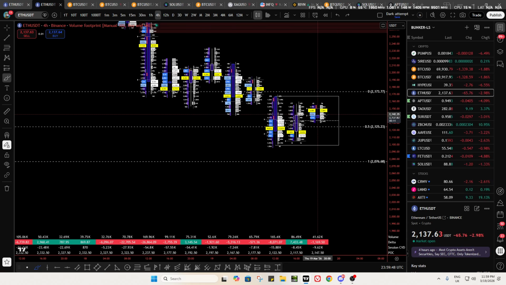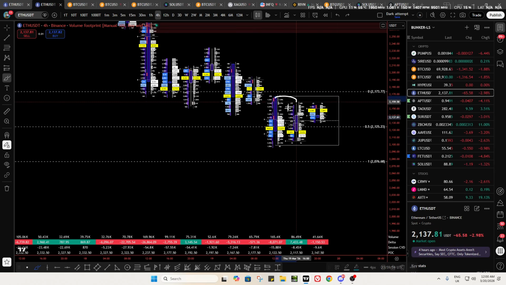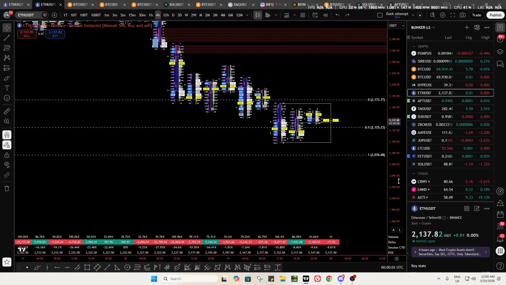If you see a raid of the highs with no follow through, that's your short opportunity. If you see a raid of the lows with no follow through, that's your long opportunity. So those are the 4 particular plays when you have a candle like this. Quick tip and trick for you.